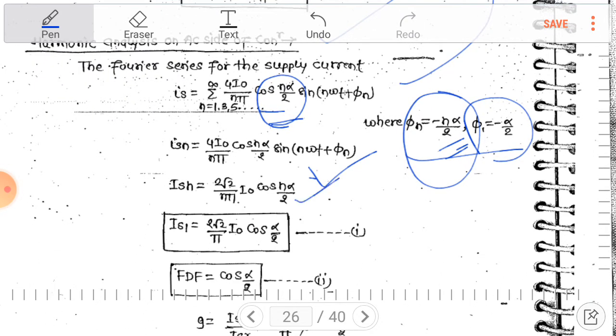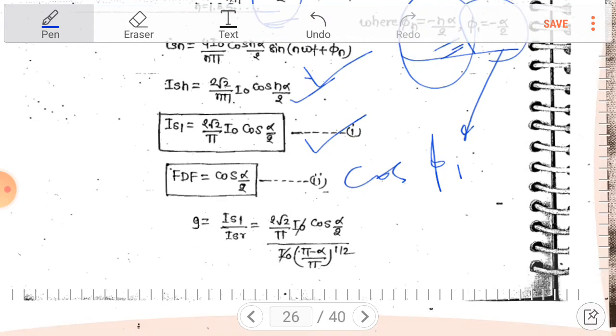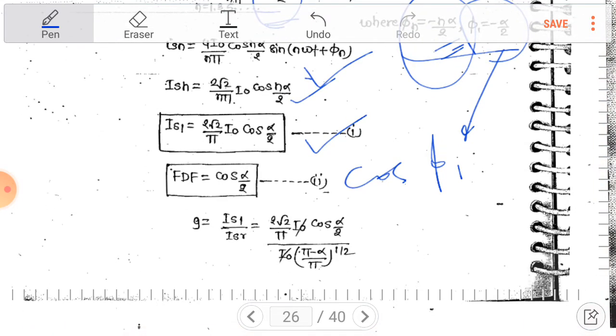The nth harmonic is like this. The magnitude of the nth harmonic is 2 root 2 by n pi, I naught cos n alpha by 2. Similarly the fundamental source current magnitude is 2 root 2 by pi, I naught cos alpha by 2. The fundamental distortion factor is cos phi 1, where phi 1 is minus alpha by 2. So cos of minus alpha by 2 is cos plus alpha by 2.